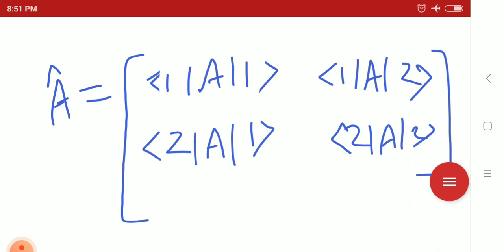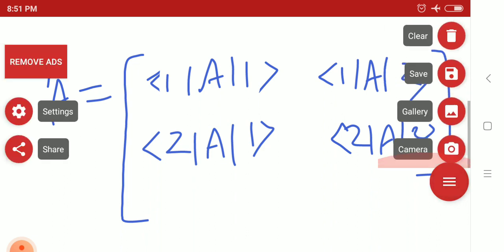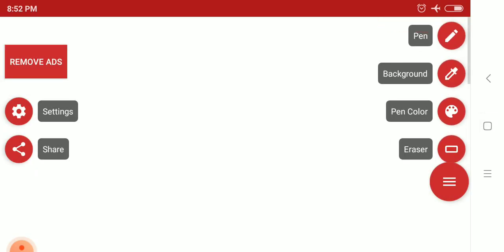So that is it for today. Thanks for patiently watching. So this is the process by which we construct a matrix representation. We can represent an operator in matrix form.